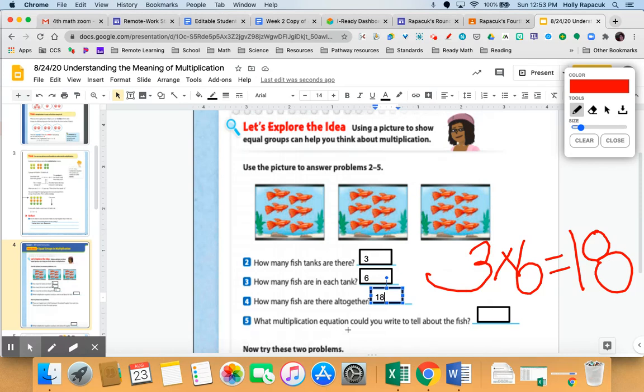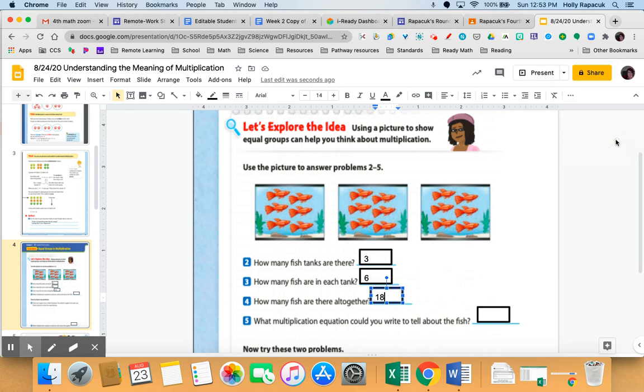Write the multiplication equation. What multiplication equation could you write to tell about the fish? So what do you think would go in here? I need an equation. Remember, I have to have 2 factors. So the first one is going to tell me how many groups. I have 3 groups times how many in each group? 6 equals 18.